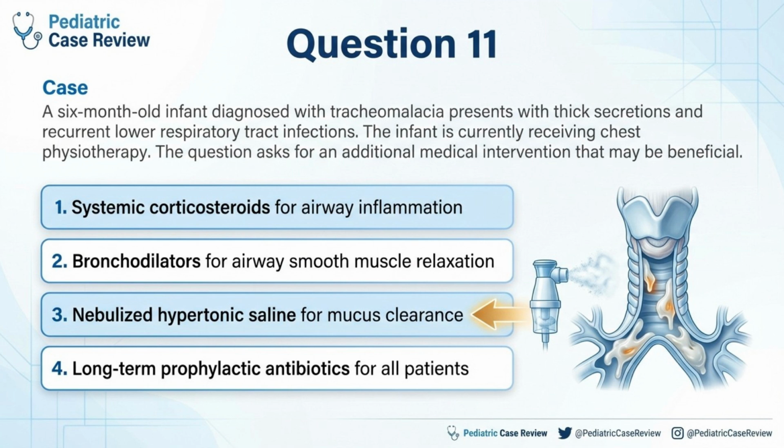Case number 11. A 6-month-old infant diagnosed with tracheomalacia presents with thick secretions and recurrent infections. The infant receives chest physiotherapy. What additional medical intervention may be beneficial? Option 1. Systemic corticosteroids. Option 2. Bronchodilators for airway smooth muscle relaxation. Option 3. Nebulized hypertonic saline for mucus clearance. Option 4. Long-term prophylactic antibiotics.